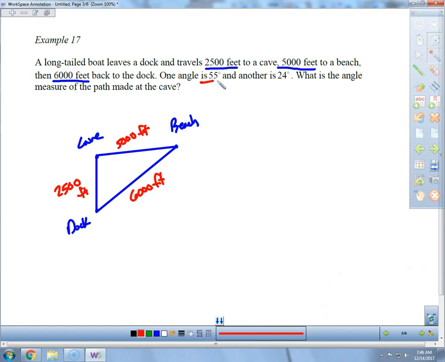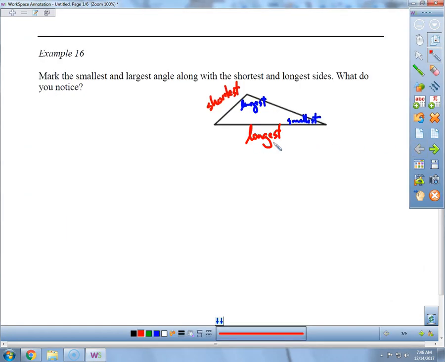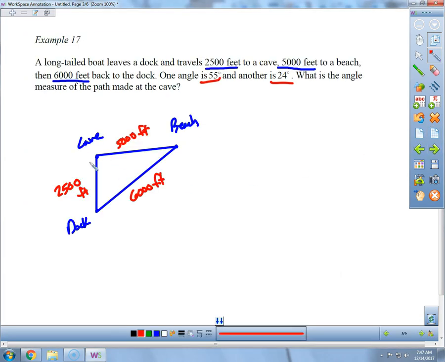Now, we have 2 angles. We were told one angle is 55 degrees and one angle is 24 degrees. Okay. Now, thinking about what we just talked about, we know the side lengths. Which side is the longest side? Well, this 6,000 feet is the longest side. What does that tell us? Well, we know the longest side is opposite the largest angle, isn't it? This angle is the biggest angle. Okay. So we've got one angle is 55 degrees, one's 24. The bigger angle here is 55 degrees, right?